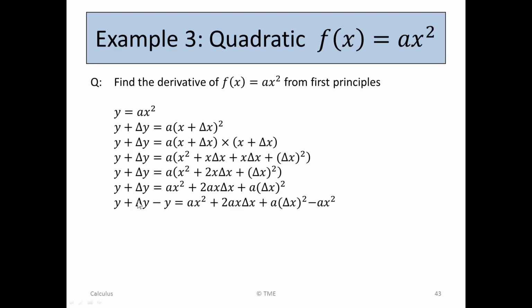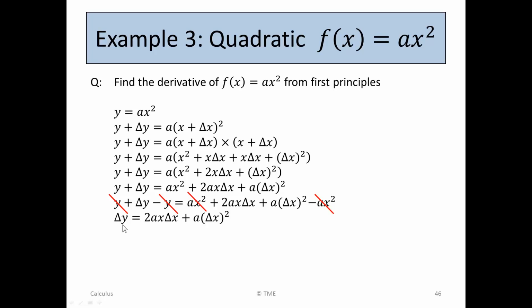So that's our y plus delta y, and we want to subtract y from that. So y plus delta y minus y, this equation minus the first equation, we get ax squared plus 2ax delta x plus a delta x squared minus the ax squared. So now we can eliminate some of the terms. The y and the minus y, the ax squared and the minus ax squared, leaving us with delta y is 2ax delta x plus a delta x squared.